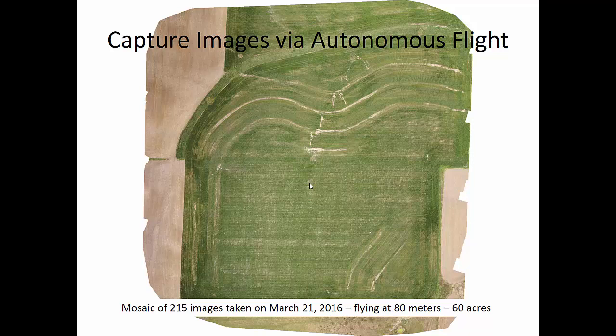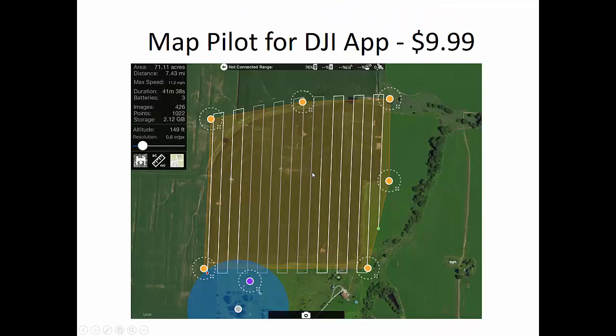you first of all have to have a drone that's capable of flying autonomously with a mission, and then that drone captures imagery. So this is just an example of a wheat field in March, and that image is made up of 215 images flying at 80 meters above ground level, and there's about 60 acres encompassing that area. So how is that done?